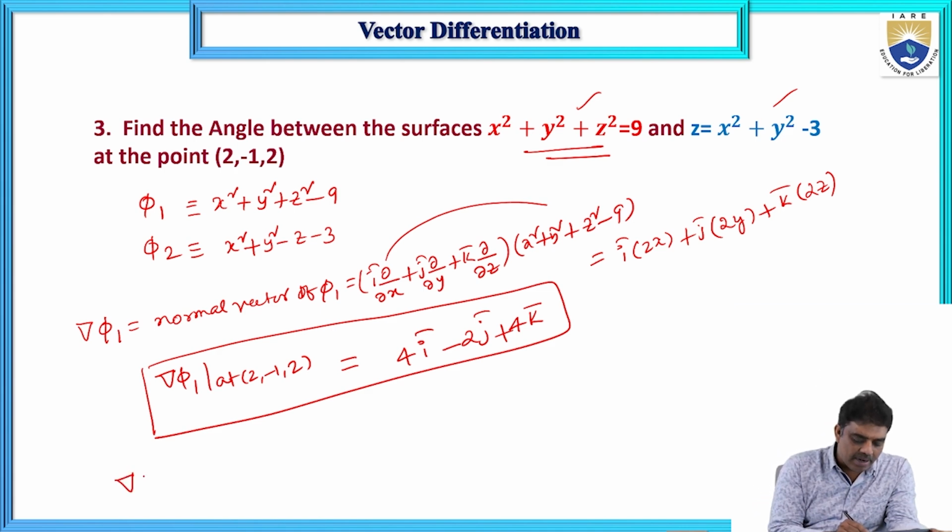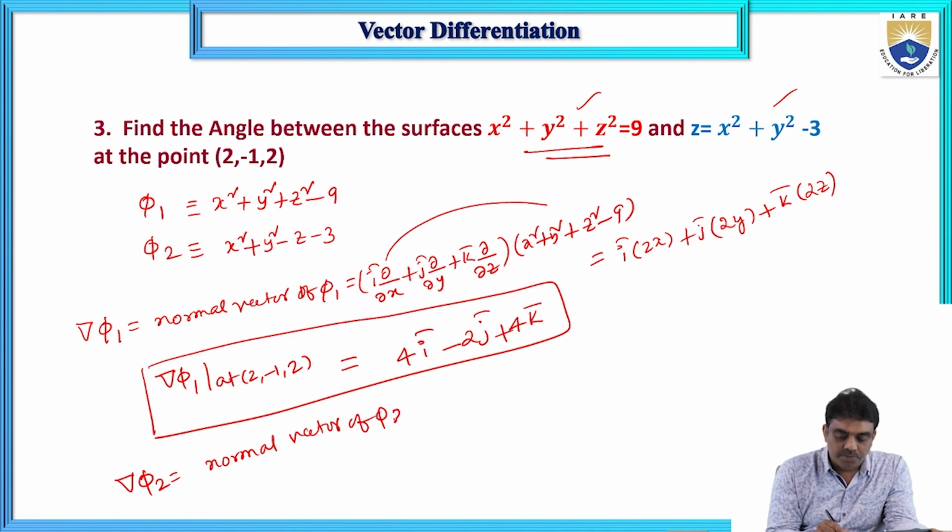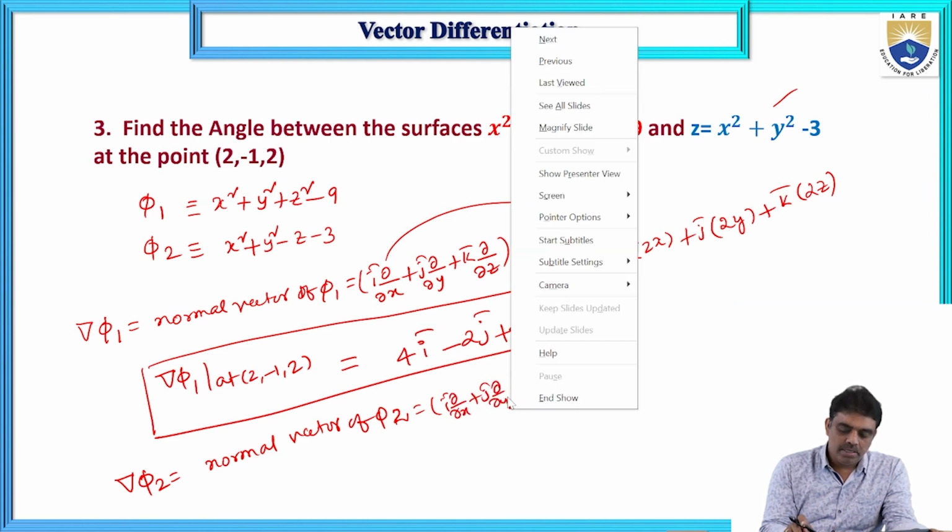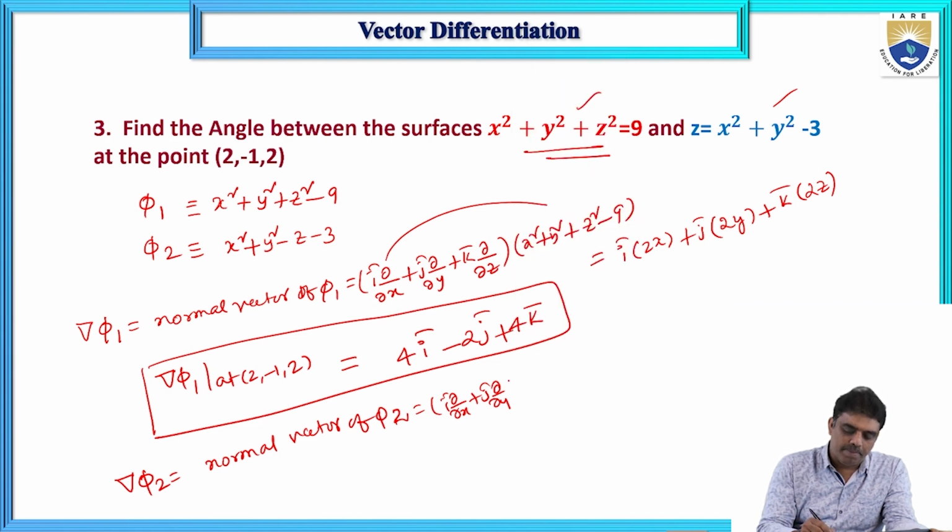Similarly, we find grad phi 2. Grad phi 2 means the normal vector of the second surface, phi 2. That is i bar dou by dou x plus j bar dou by dou y plus k bar dou by dou z of, what is the function?